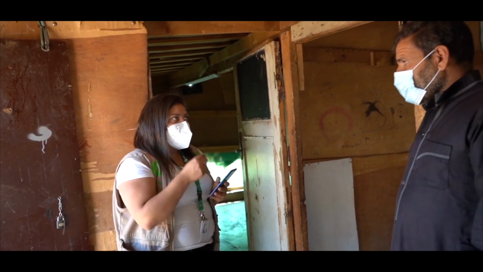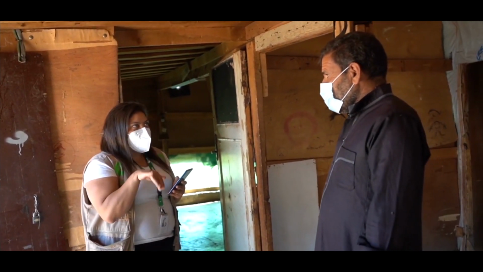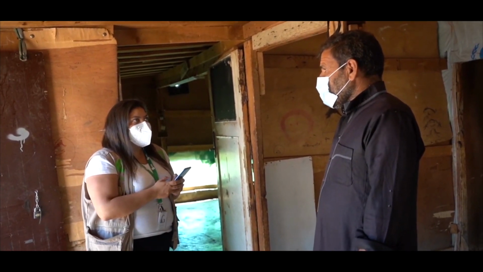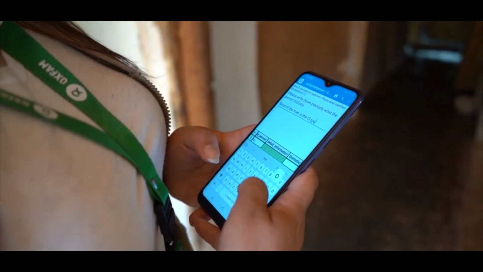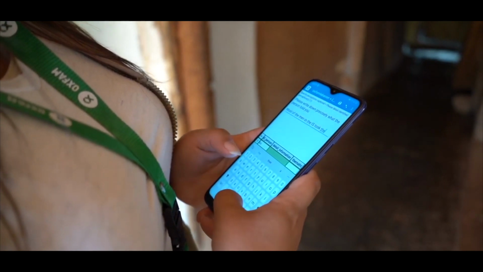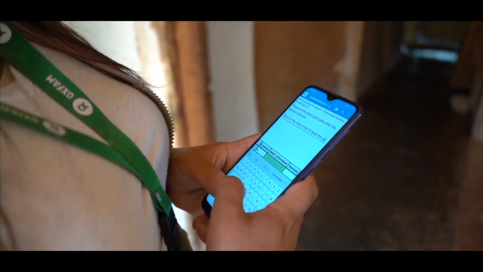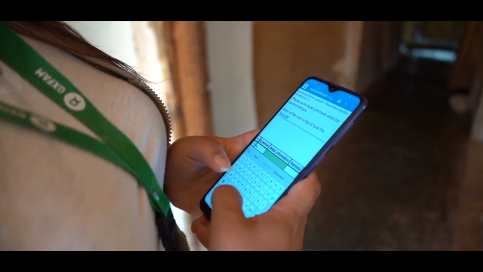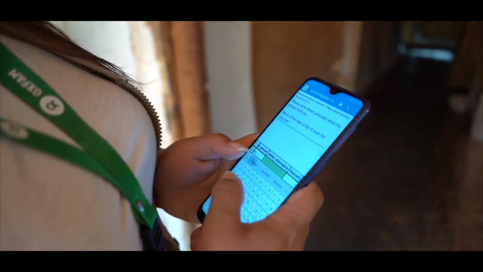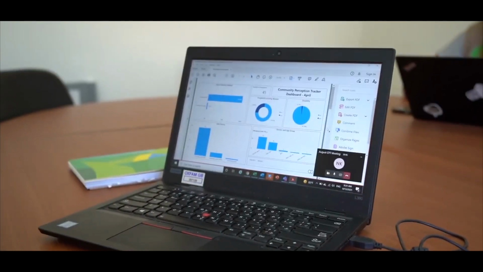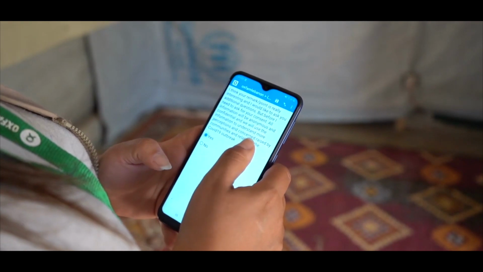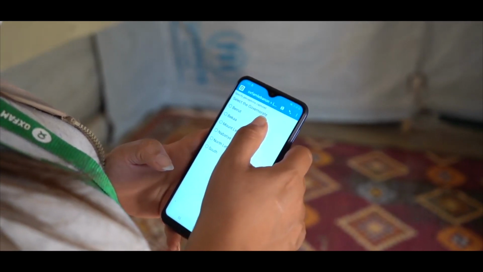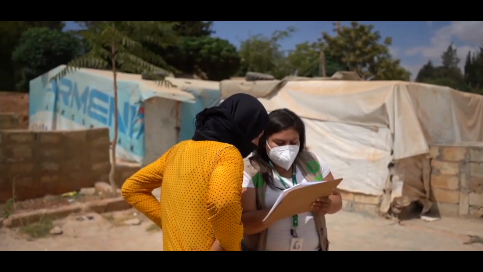Integrating risk communication and community engagement in outbreak response is essential for addressing potential challenges to the acceptance of public health measures. To do so, humanitarian actors must partner with communities, understand community members' lived realities and perception, leverage their capacities, and adapt interventions to the local context. Oxfam is using a simple mobile technology called the Community Perception Tracker to capture community voices and involve communities in the decision-making and design of multi-sectoral response programs.